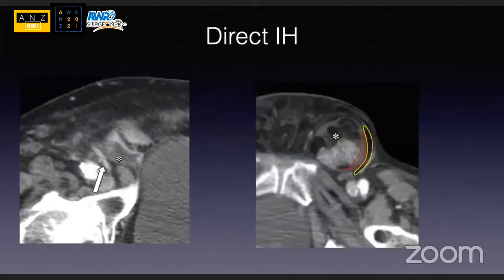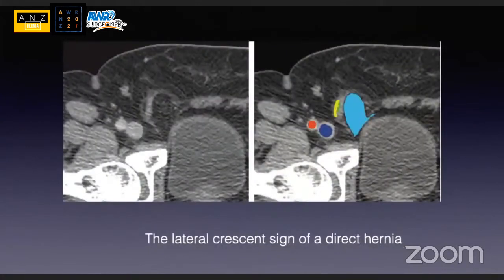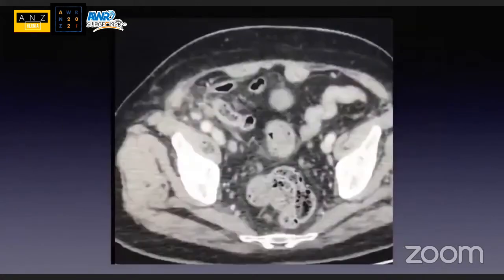There are of course some other softer findings, for example a hernia sac coming out, effacing the sac like so. It's called the lateral crescent sign, of course remaining medial to the epigastric vessel. So once again, this is the lateral crescent sign of a direct hernia.